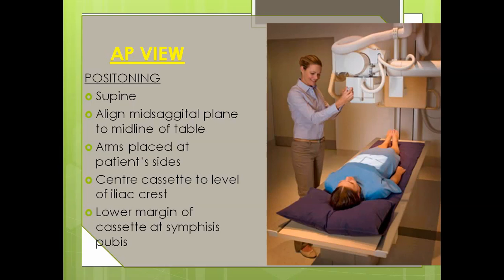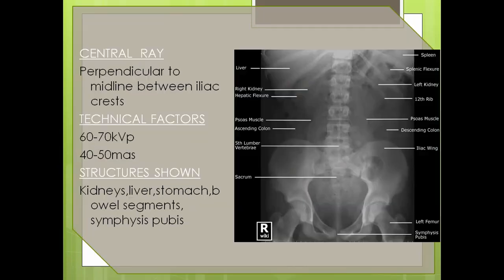So where will you keep the cassette? I already told you in previous classes, the upper border of the cassette should be at the level of the xiphoid process, at the level of D9 D10. If you keep that, the middle of the cassette will be at the level of the iliac crest, and the lower margin of the symphysis pubis should be included.